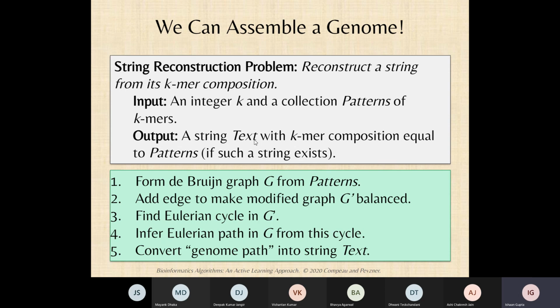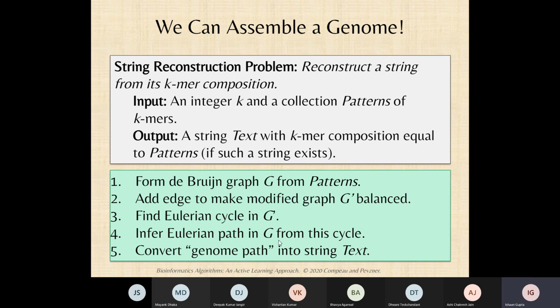So in order to solve this problem computationally, the algorithm is you have to form a De Bruijn graph G out of the patterns. You add an edge to make a modified graph, G prime, which is essentially Eulerian, satisfying the Eulerian conditions of being strongly connected and having in-degrees equal to out-degrees. Then you find a Eulerian cycle, and then you infer the Eulerian path in the graph G, given that you had two unbalanced nodes with odd in-degrees and out-degrees, and you convert this Eulerian path into the genome path, and by following the path, you can basically give the text.